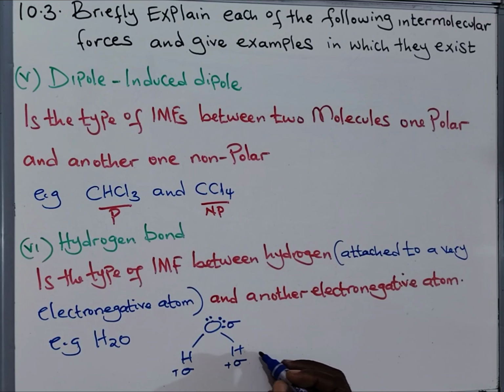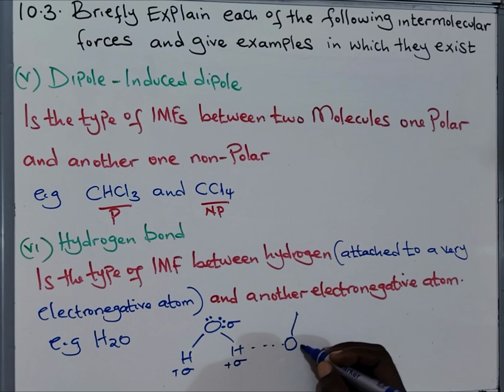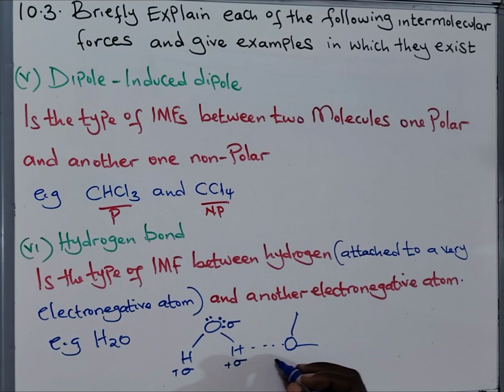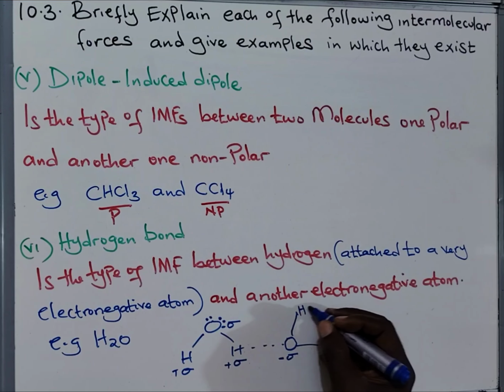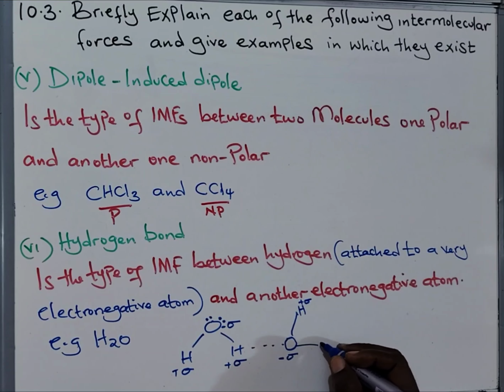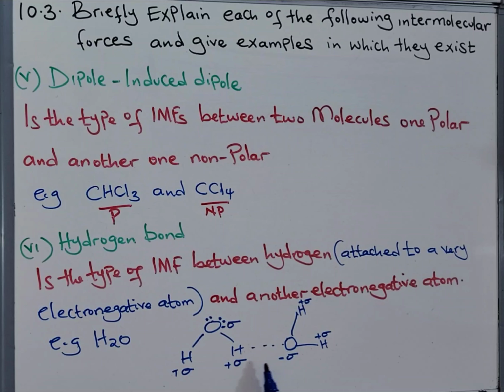But you have to know that because this hydrogen is positive, it will make a link with the oxygen of another water molecule in this manner. This oxygen is negative. Remember, the link is between oppositely charged particles. So the hydrogen will come here with its partial positive charge. The intermolecular force between this hydrogen and oxygen is hydrogen bond.